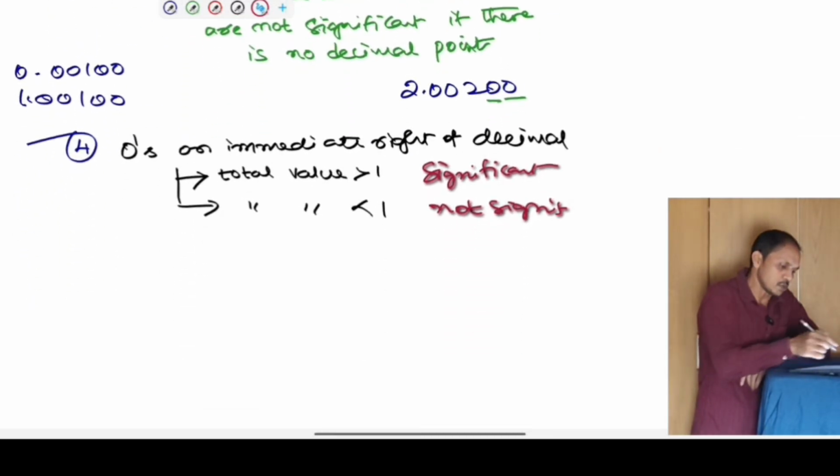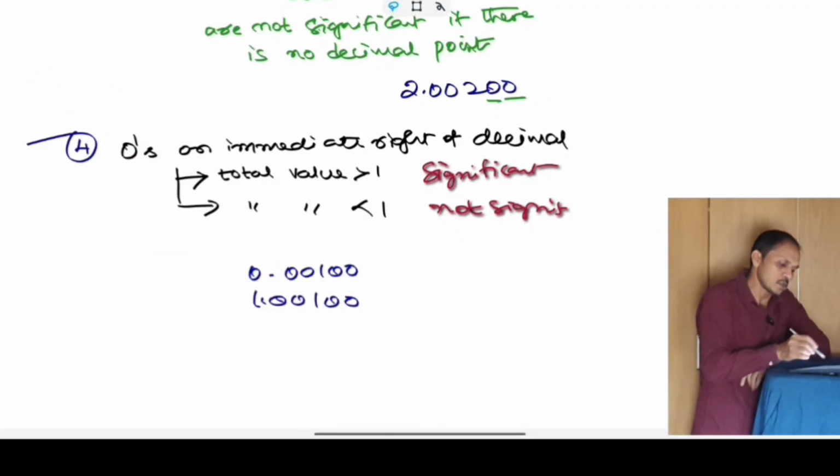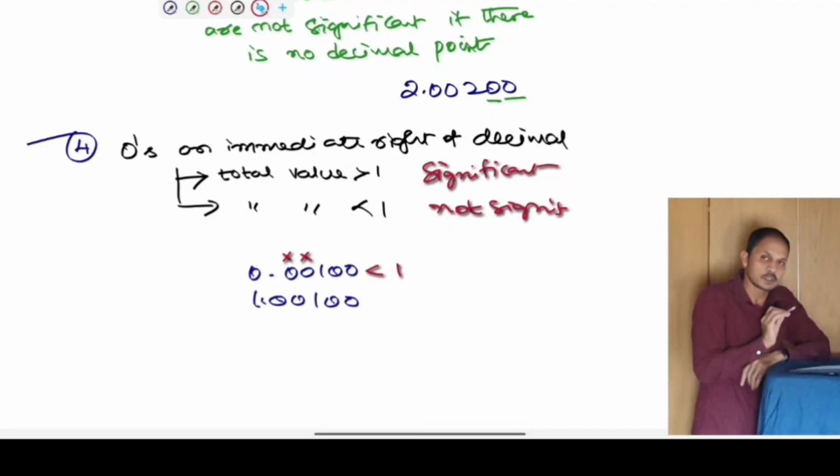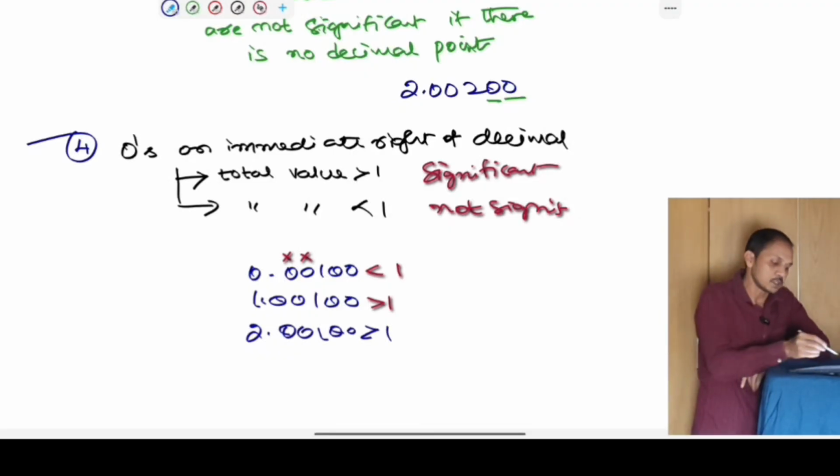So now let us bring the example numbers again. Out of these two numbers, in which one will the zeros be significant? In the first one, the total value is 0.00 something, which is less than 1, which means the zeros on the right side of the decimal point are not significant. In the second one, the total value is greater than 1, 1.00 something, or I can write another number, something like 2.00100. This one is also greater than 1.